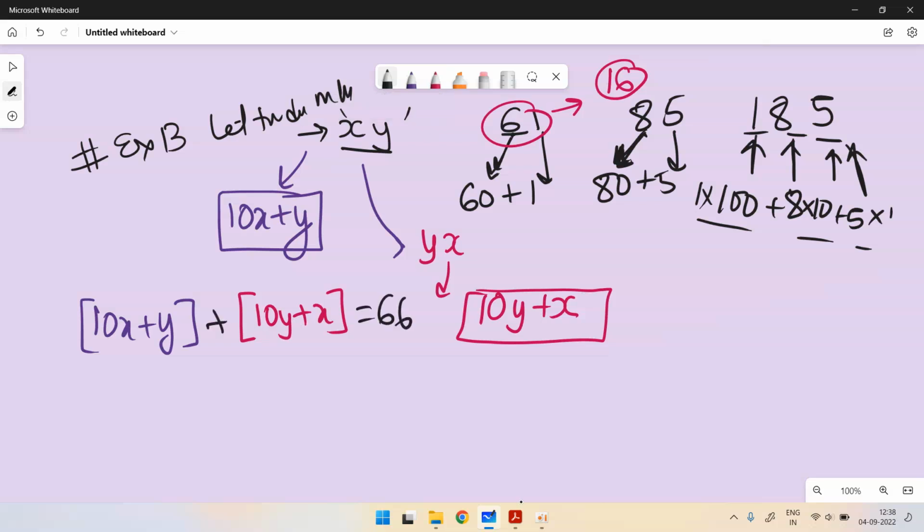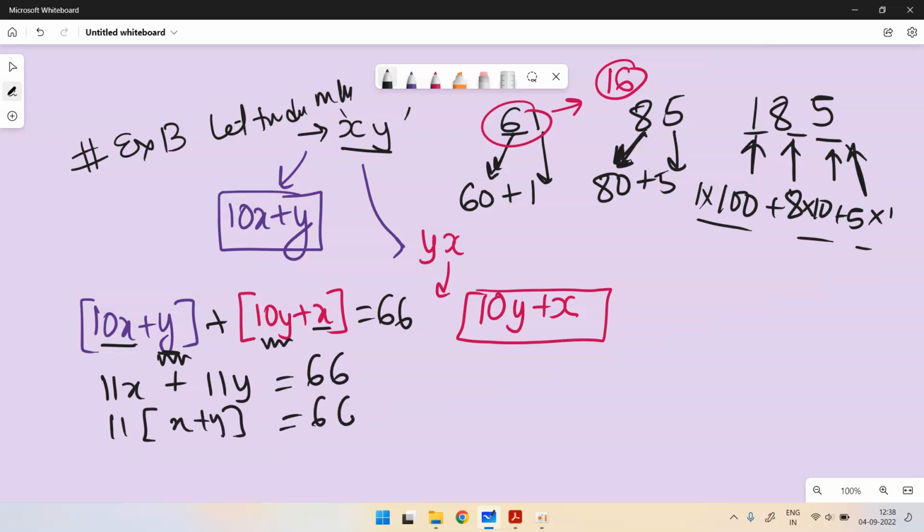So 66. If you open this, this is 10x and this x, this will become 11x, plus this is 1y and this is 10y, and this is 11y equal to 66. Now if you take 11 common, this is x plus y, and this becomes 66. This 11 and this 66, this is a multiple of 6 into 11 is 66. So x plus y equal to 6. So this will become the first equation. This is x plus y equal to 6.